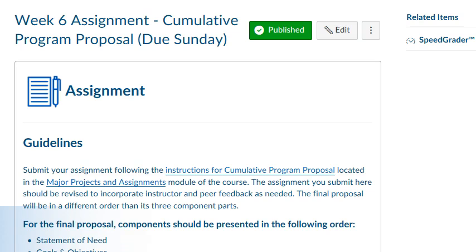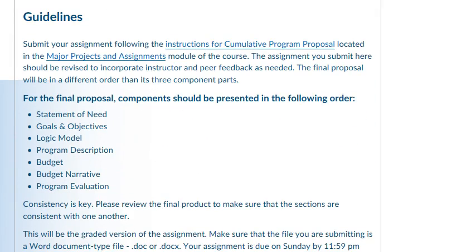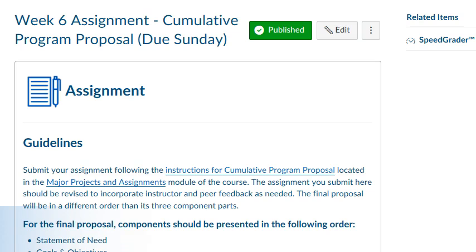Consistency is the key. I've stressed this in many of the comments throughout. So make sure your objectives are consistent throughout, that what you say that you're going to do is reflected in your budget, that it's reflected in your goals. Make sure your theoretical framework is included, your needs assessment. Make sure all of that when you read it is consistent, and also take out all the instructions that were there for each individual piece. Your references now will go at the end of the paper.